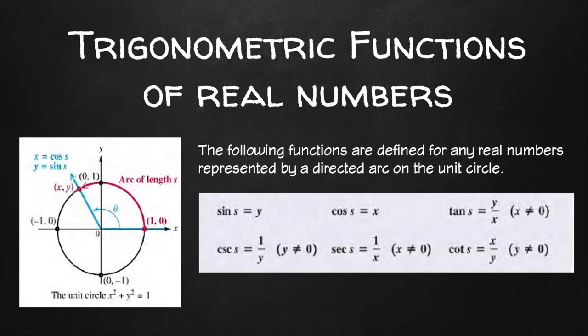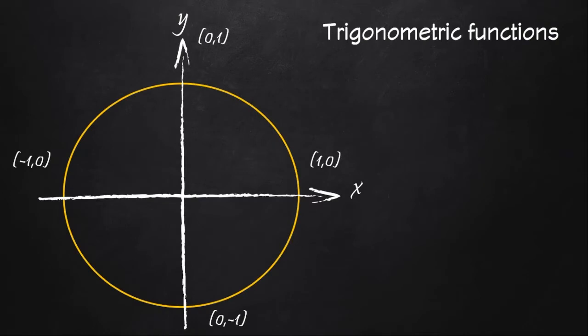Let's go study further. We have here a unit circle on the x and y plane. So we have these points (1, 0), (0, 1), (-1, 0), and (0, -1).